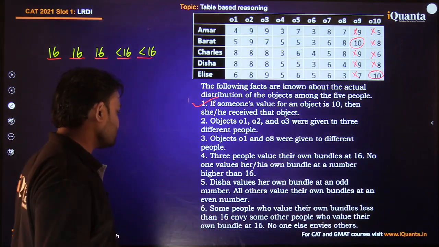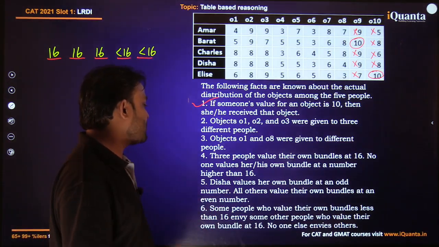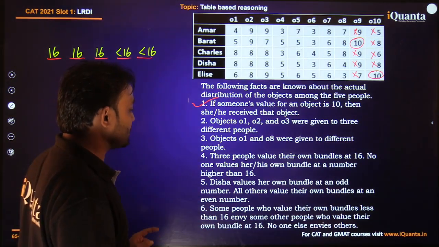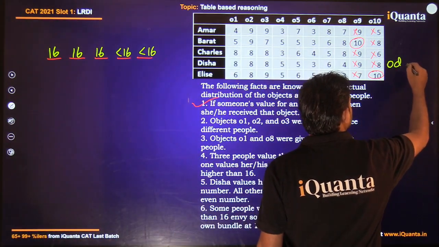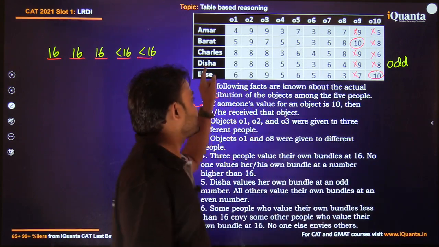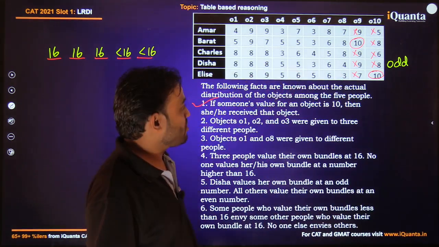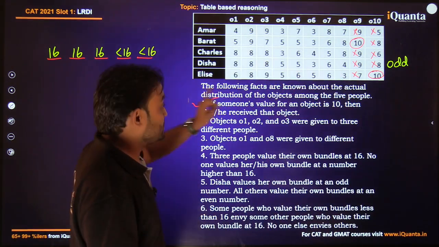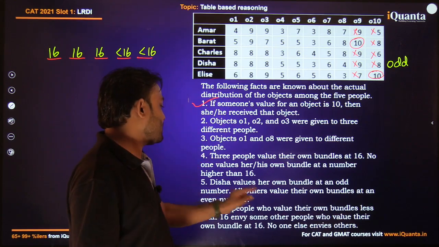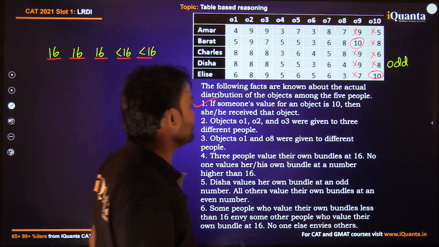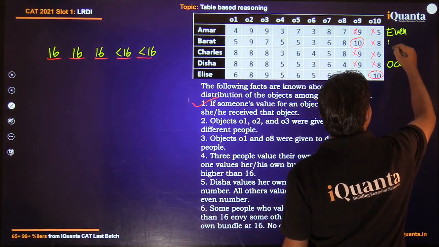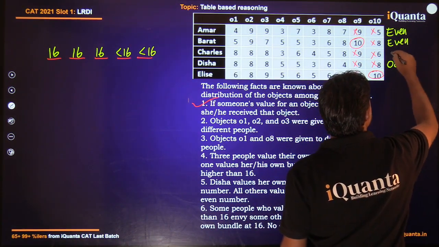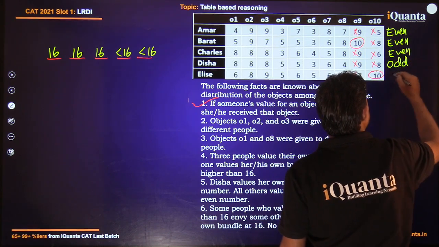Now Disha values her own bundle at an odd number. So for the objects Disha received, the value according to Disha is an odd number. All others value their own bundles at an even number. So the rest of them are even. All of these are even.